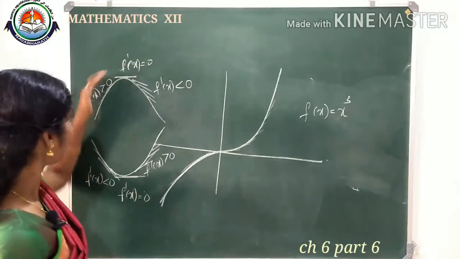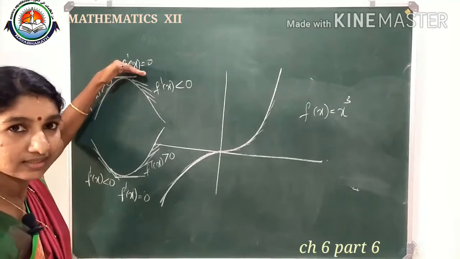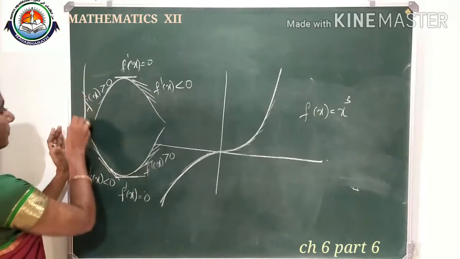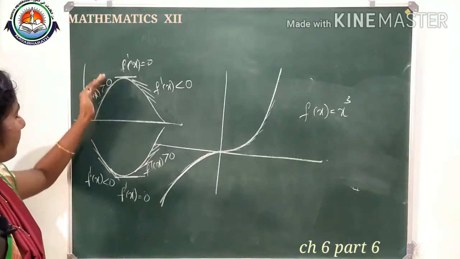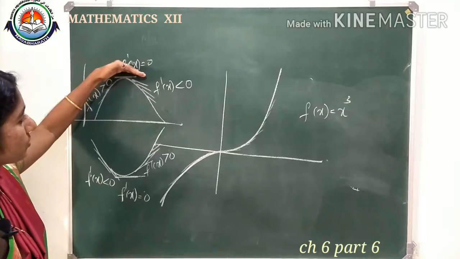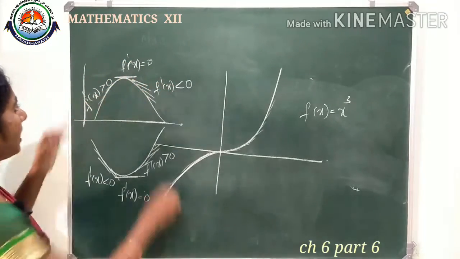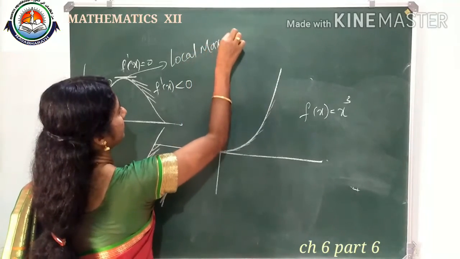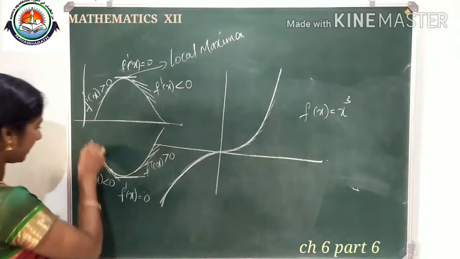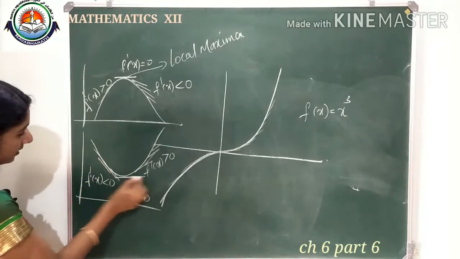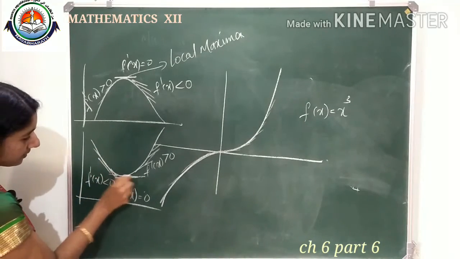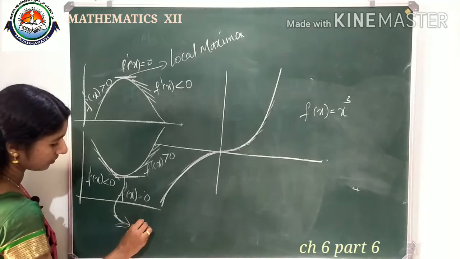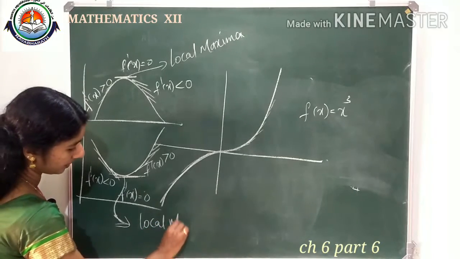It shows like this, increasing, then it is here, its slope is 0, then it is decreasing. And draw this graph also in your notebook. f dash of x greater than 0, here f dash of x is equal to 0, f dash of x less than 0, and this point you can call a local maxima. And the same way here you draw one graph, you are getting f dash of x less than 0, at this point f dash of x equal to 0. So this point where f dash of x equal to 0, we are getting a local minima.